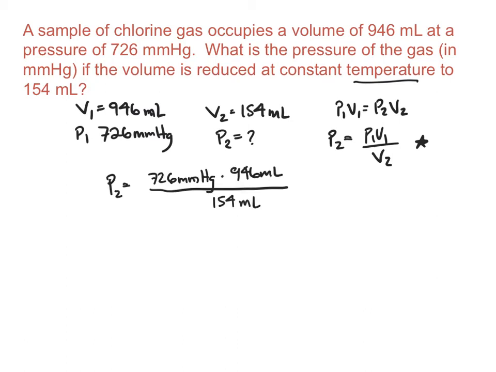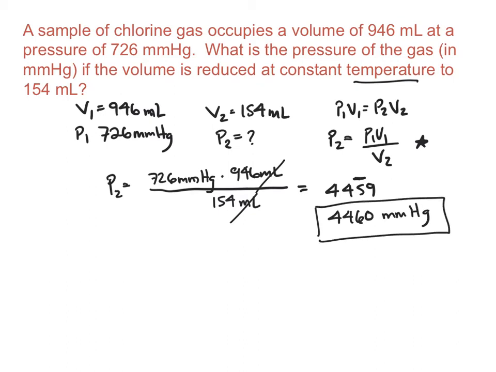So we can go ahead and plug in our values. When we plug this into our equation, we get 459. We're going to look at our significant figures here. It looks like 3 sig figs across the board, so 459. Units-wise, milliliters and milliliters cancel. Millimeters of mercury are left over, and this is our final answer in millimeters of mercury.